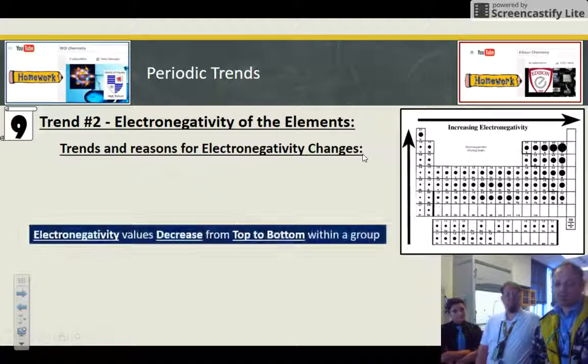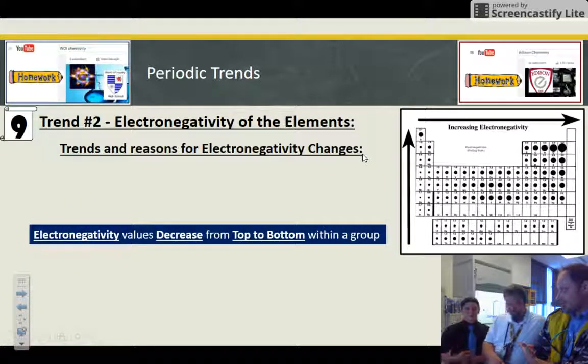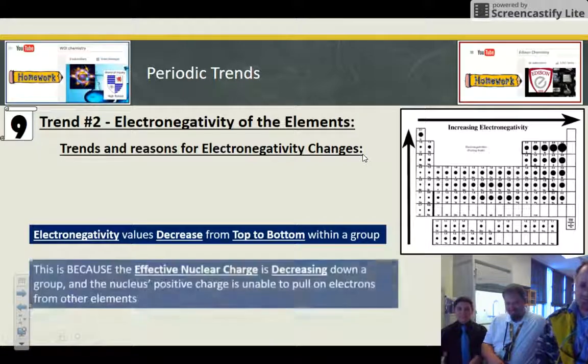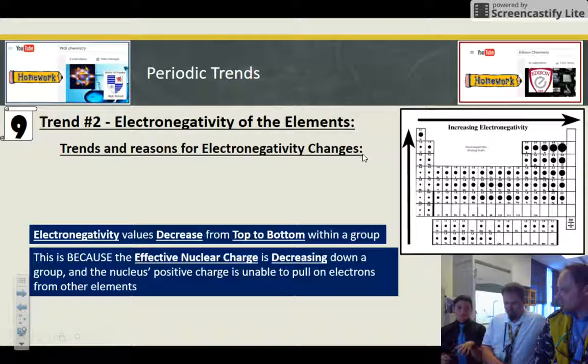That's right. As I go down, top to bottom, you want to try this trend? Sure. Yeah, right. Electronegativity decreases. So that's because the effective nuclear charge is decreasing down the group. So the nucleus has a positive charge, and it is unable to pull on the electrons from the other elements.